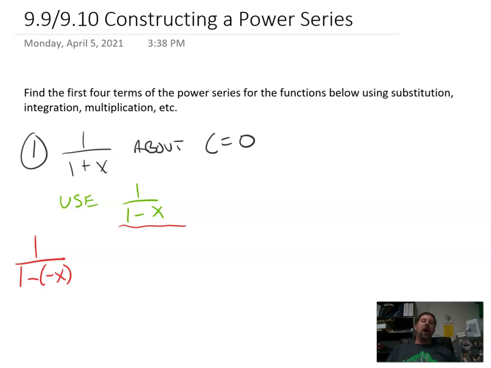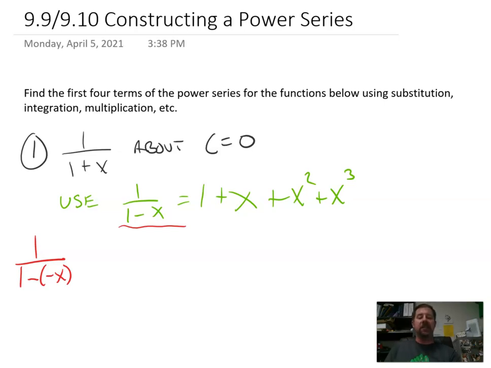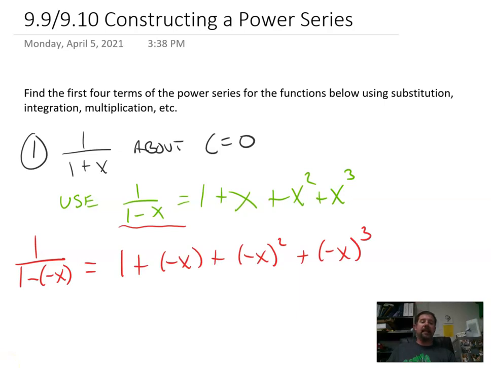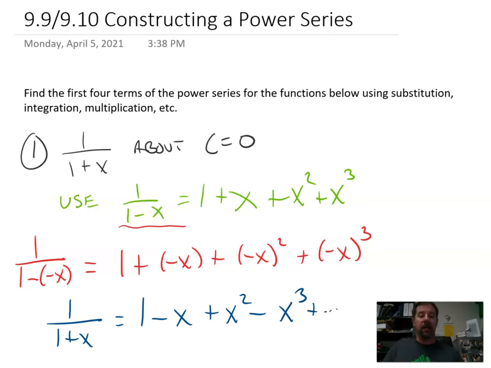Right? And so I can use substitution in this case, and in our series that we know, instead of having an x, I'm going to plug in a negative x every time. So we know that 1 over 1 minus x equals 1 plus x plus x squared plus x cubed. Those are the first four terms. So now I'm just going to substitute a negative x for all those x's, and we get something that looks like that. Now I can go ahead and simplify that, and here is our power series for 1 over 1 plus x: 1 minus x plus x squared minus x cubed plus ... going on forever. But we just need the first four terms.